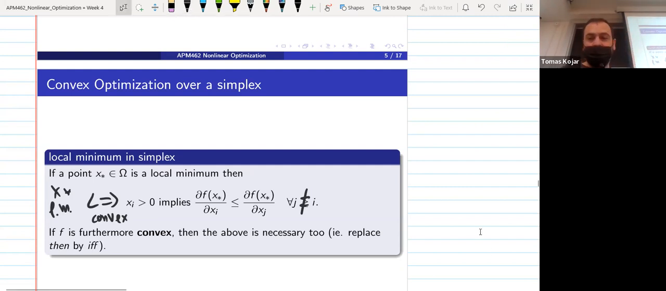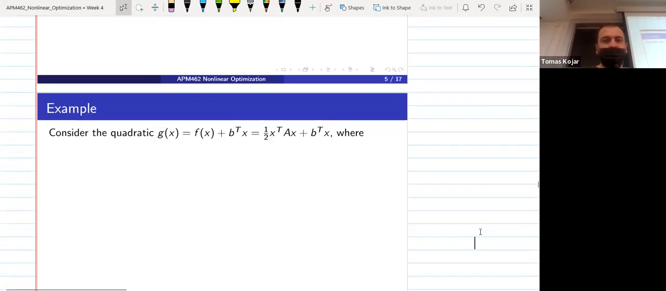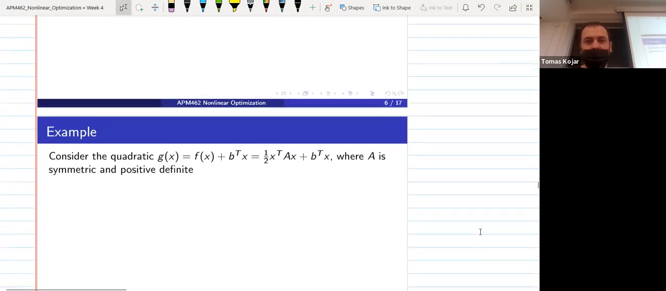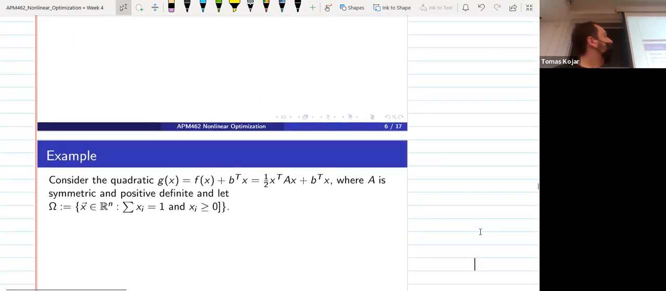Okay, let's do an example. Let's come back to this. Same thing, but now look at it in the simplex.